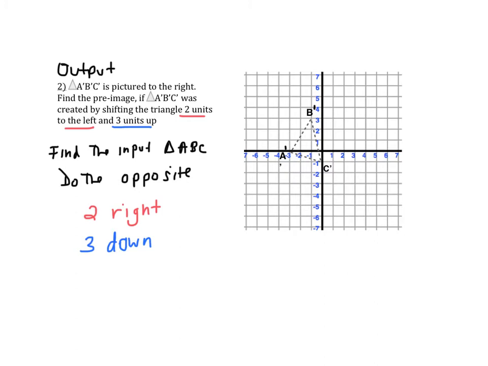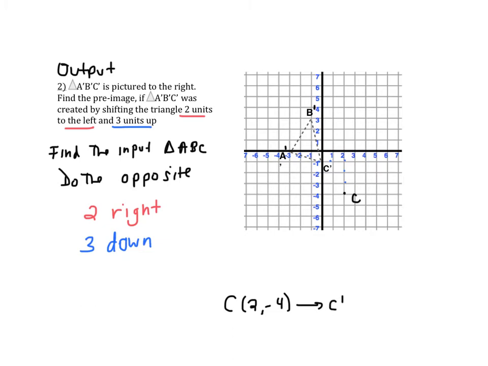So we're working backwards. Okay, so take any point, and I'll start with point C prime, and we want to go 2 to the right. So 1, 2, and then 3 down. 1, 2, 3. So my original point C would be right here. So C would have coordinates 2, -4. Okay. Now we can check this by applying the rule mentioned in that opening paragraph and see if we end up at C prime.